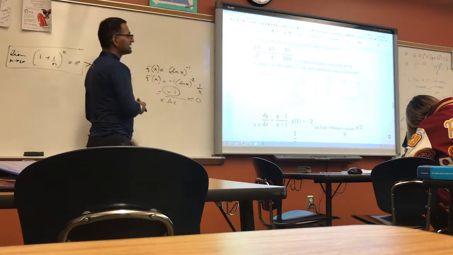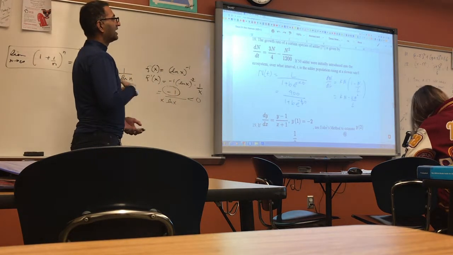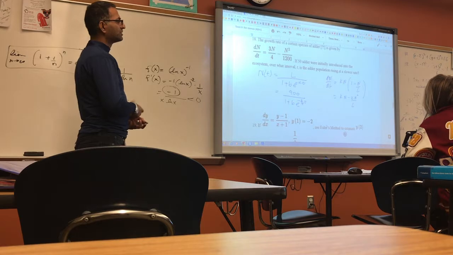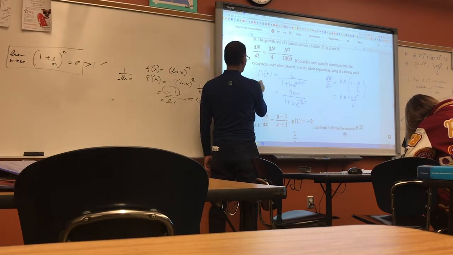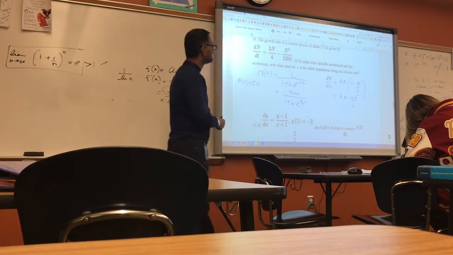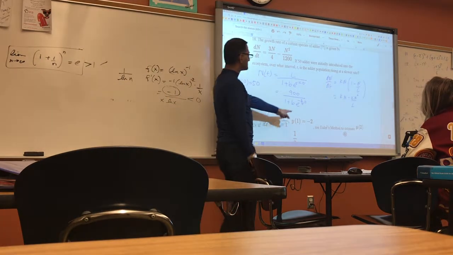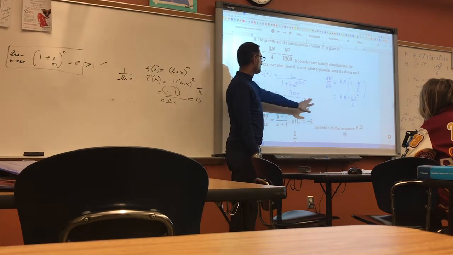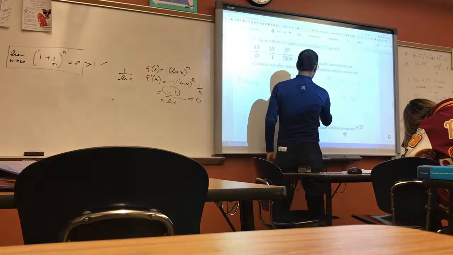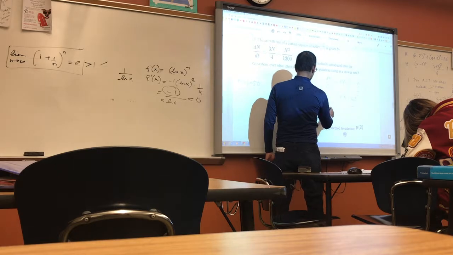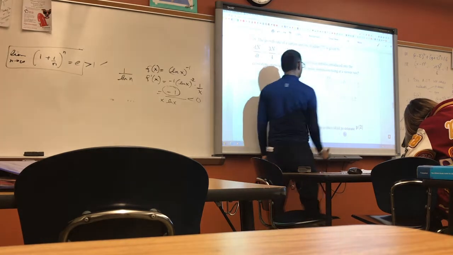And last step, it says 50 adders were initially introduced. N of 0, so t of 0. So write this down: N of 0 equals 50. Okay, so can I plug in 0? Will that whole term collapse? Yeah. But we have 1 plus b, so that becomes e to the power of 0, which is 1. So 900 over 1 plus b equals 50.